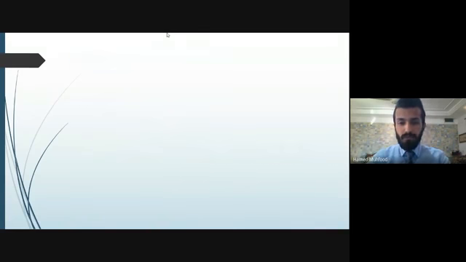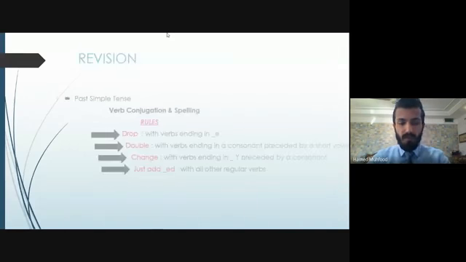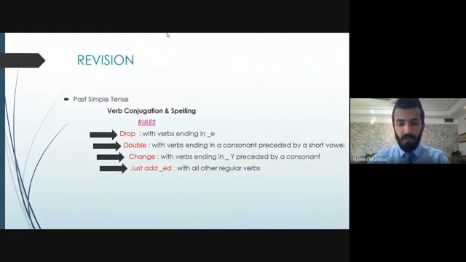We have another rule, which is the basic rule that is applicable to most of the verbs. It's about just adding ed to the end of the verb. This is applicable to most of the regular verbs in English, those verbs that do not end in a consonant which is preceded by a short vowel, and also those verbs that don't end in the letter Y which is preceded by a consonant. So in this case we only add ed.